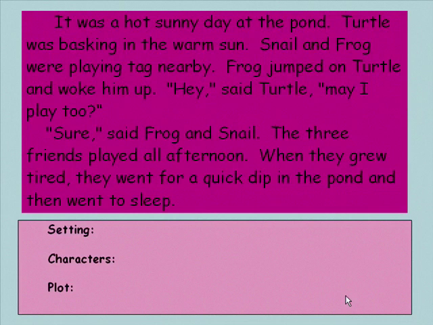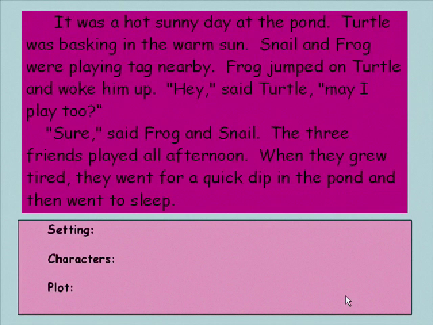Now let's practice. Let's read the following passage and find the story elements of character, setting, and plot. It was a hot, sunny day at the pond. Turtle was basking in the warm sun. Snail and Frog were playing tag nearby. Frog jumped on Turtle and woke him up. "Hey," said Turtle, "may I play too?" "Sure," said Frog and Snail. The 3 friends played all afternoon. When they grew tired, they went for a quick dip in the pond and then went to sleep.